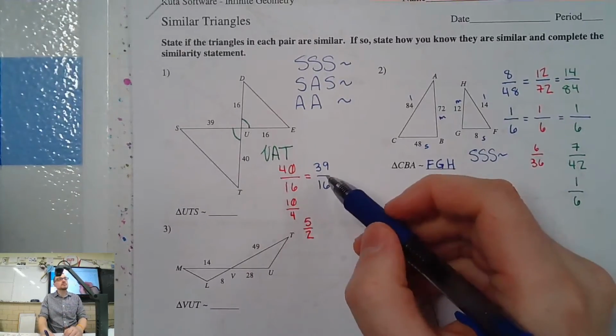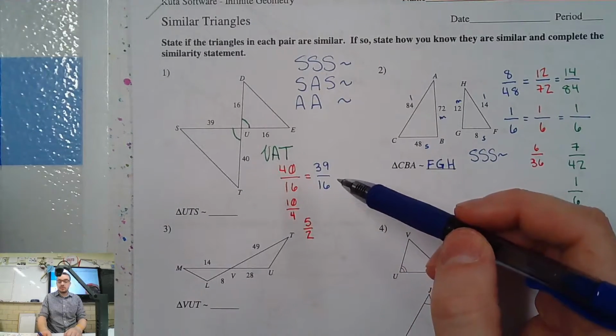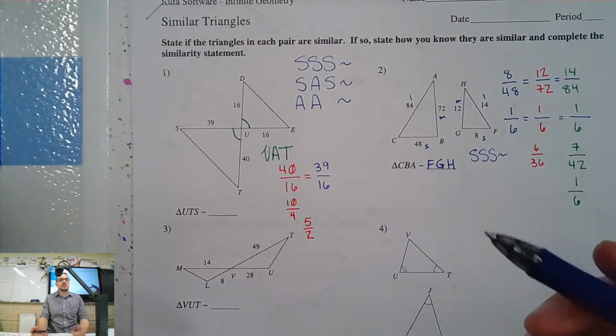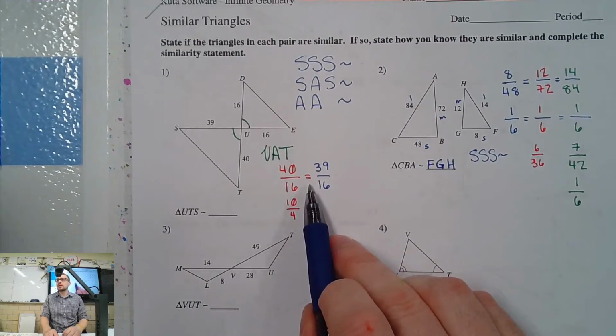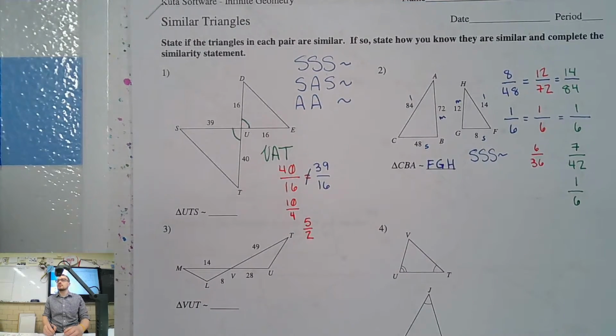Now this one, I'll spare you the trouble. They're not going to be the same. If I've got 40 sixteenths and 39 sixteenths, is that the same thing? No, it's 1 less 16th over here. They'll never end up being the same. They're not equal. They can't be. We didn't need to reduce that. It's obvious they can't be. So they're not similar.